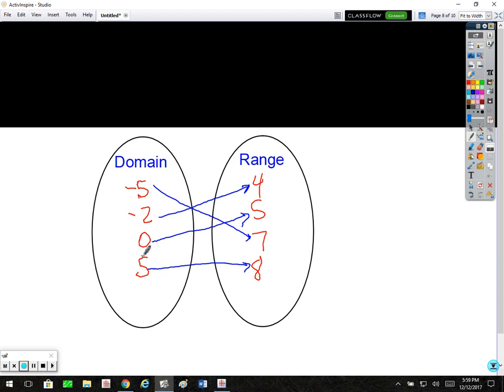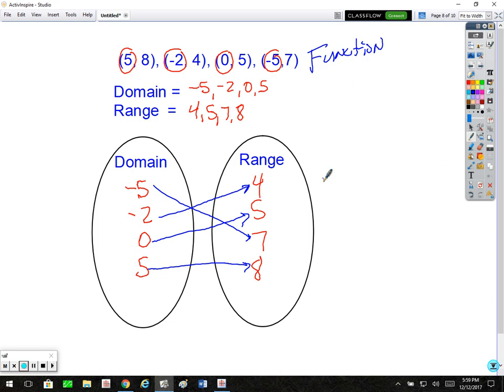These numbers, none of them repeat, but remember what we're looking for is the number of lines. You can only have one element in the domain paired with one element in the range, which means you can only have one line coming off of an element in the domain. Well, the -5 only has one line. The -2 only has one line. The 0 only has one line, and the 5 only has one line. So if it was a function here, it's going to be a function here. Okay? Just pairing them up and matching them.